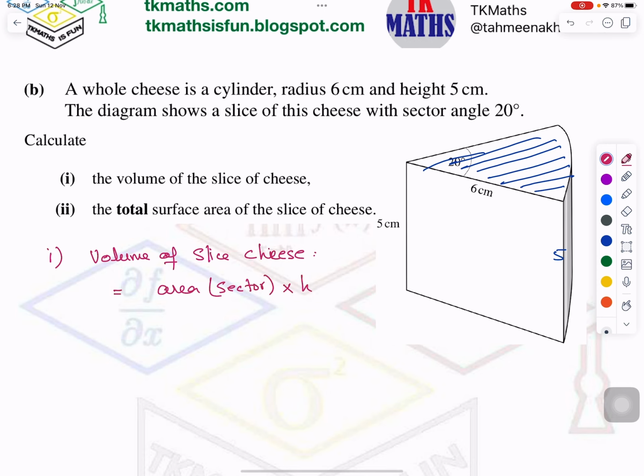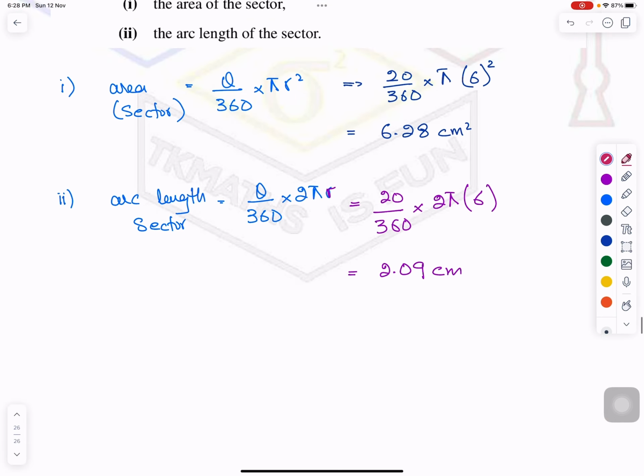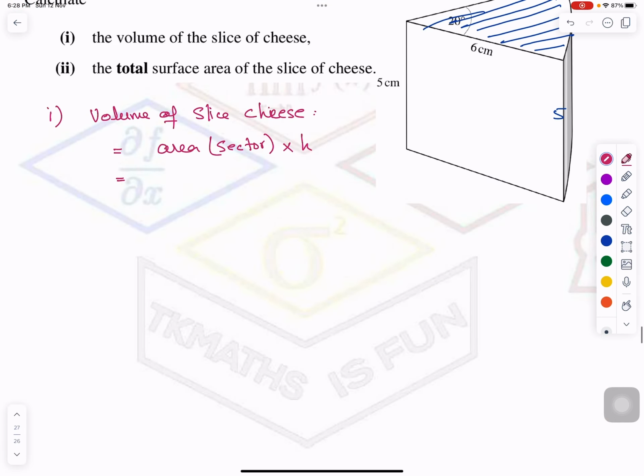You understand how I got it? I have just given you the reference why pi r square h is the volume of a cylinder. Similarly, the area of a sector we have just calculated in the above part was 6.28. So it will be 6.28 times 5, which is equal to 31.4 cubic centimeter, because we are talking about volume here.